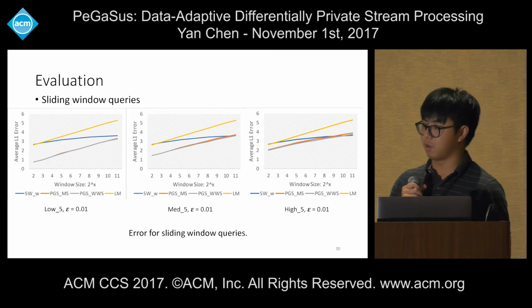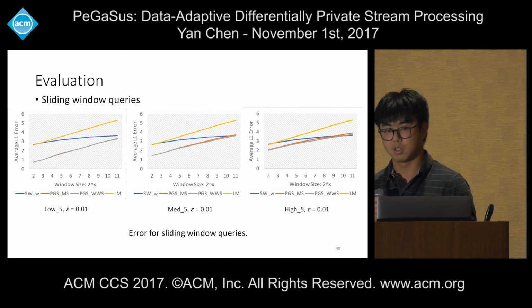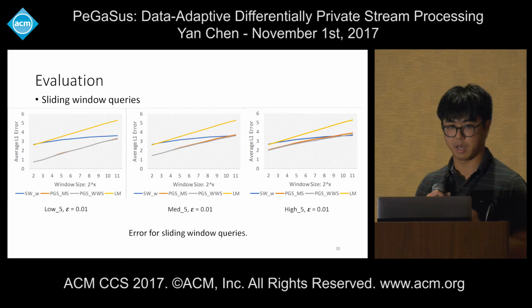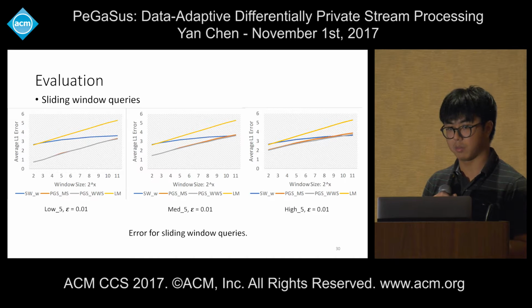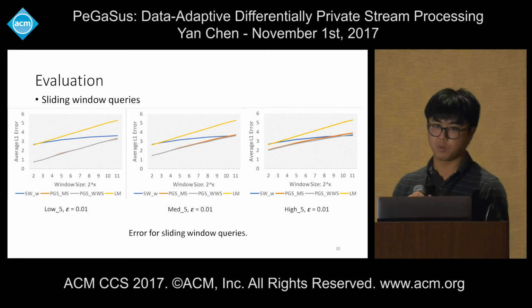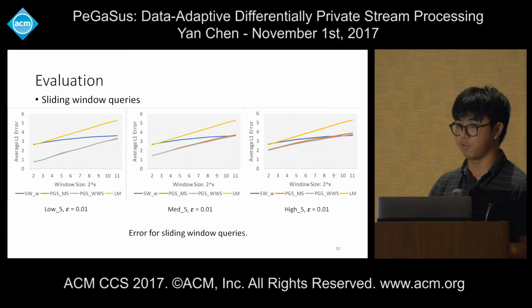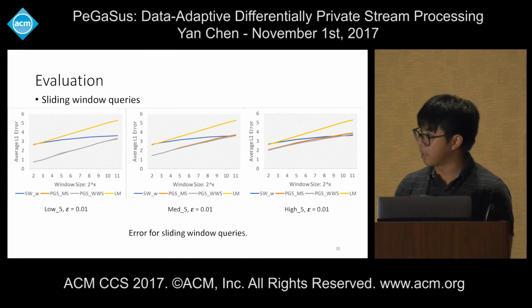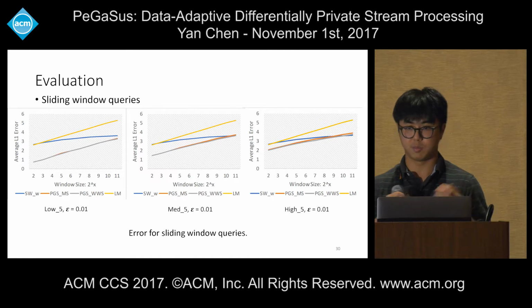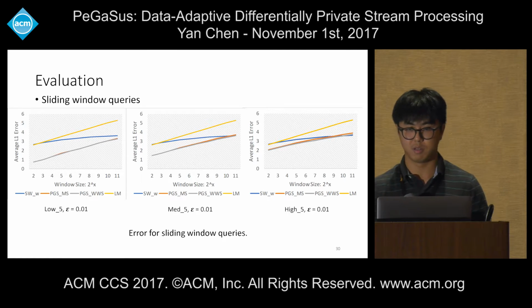But I have to emphasize one more thing: when the window size gets too big, the previous W-window sum algorithm outperforms our Pegasus. However, as I just mentioned, the W-window sum algorithm is designed for sliding window queries for any specific window size, which means that if we want to ask sliding window queries with different window sizes using the W-window sum algorithm, we have to split our privacy budget. But our Pegasus algorithm supports all the sliding window queries with different sizes from a single output.